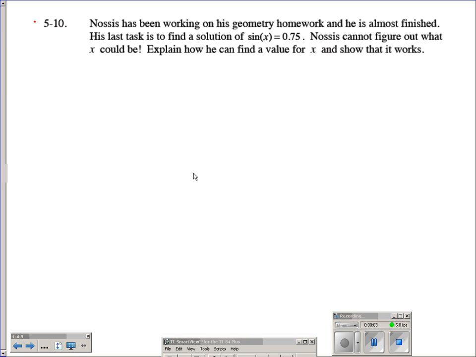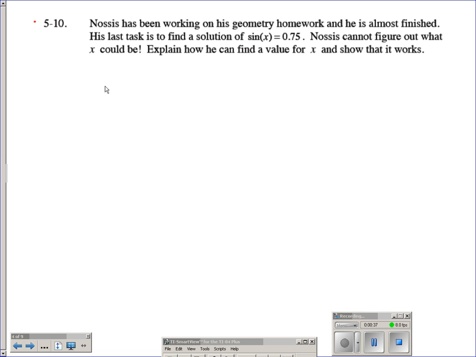Problem 5-10. Gnosis has been working on his geometry homework and he is almost finished. His last task is to find a solution of sine of x equals 0.75. Gnosis cannot figure out what x could be. Explain how he can find a value for x and show that it works.